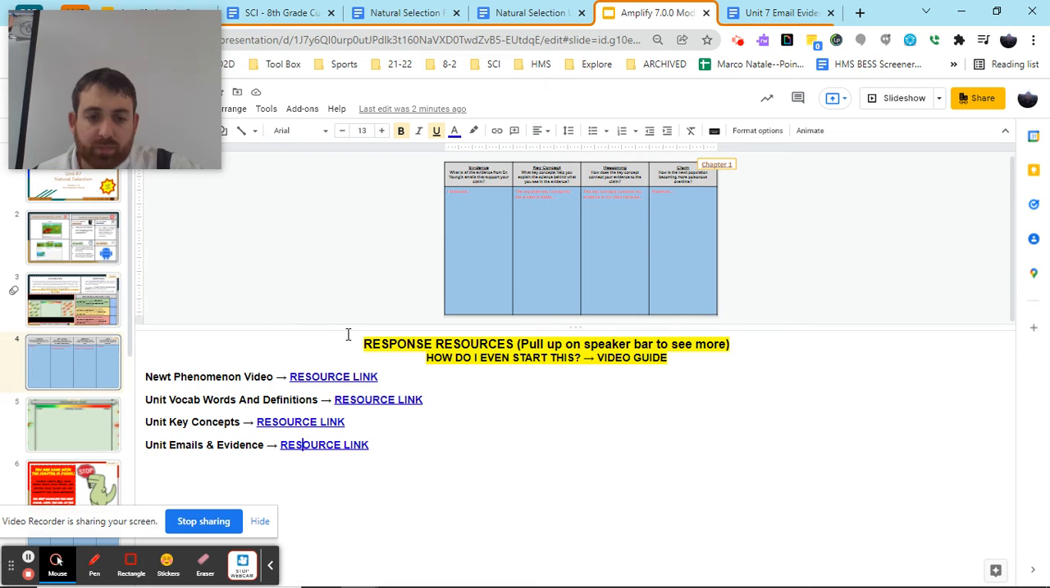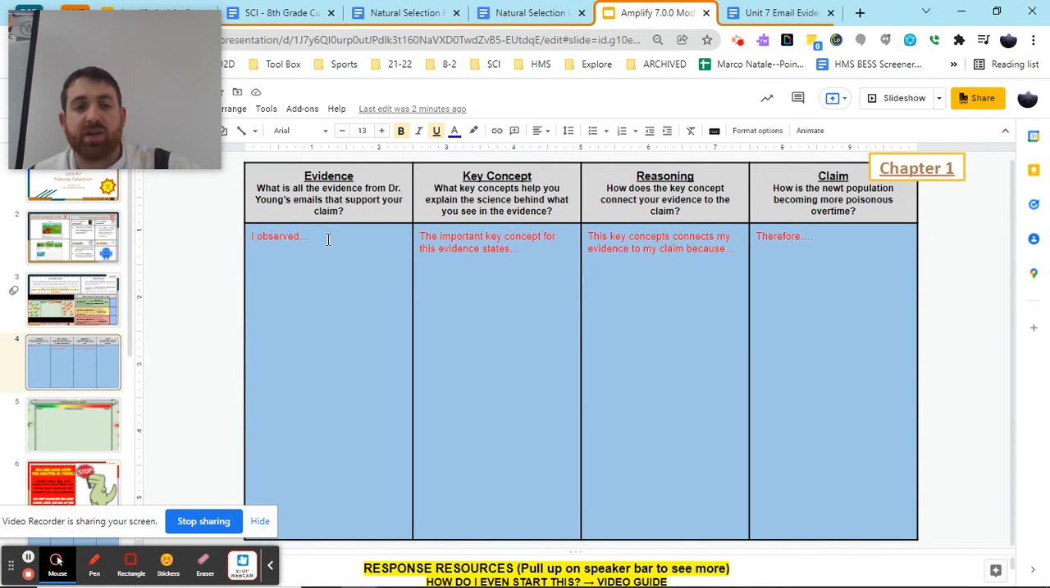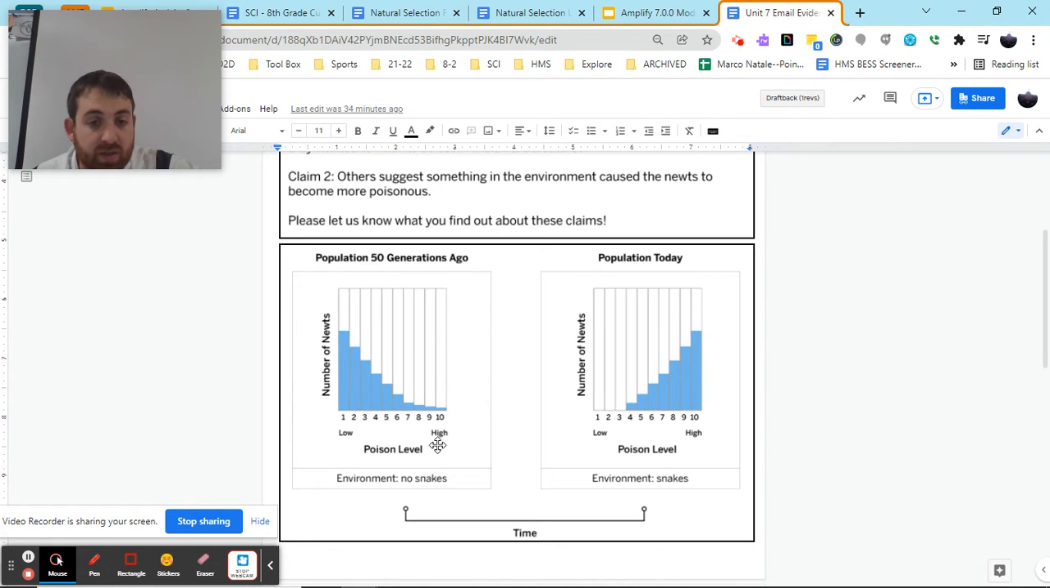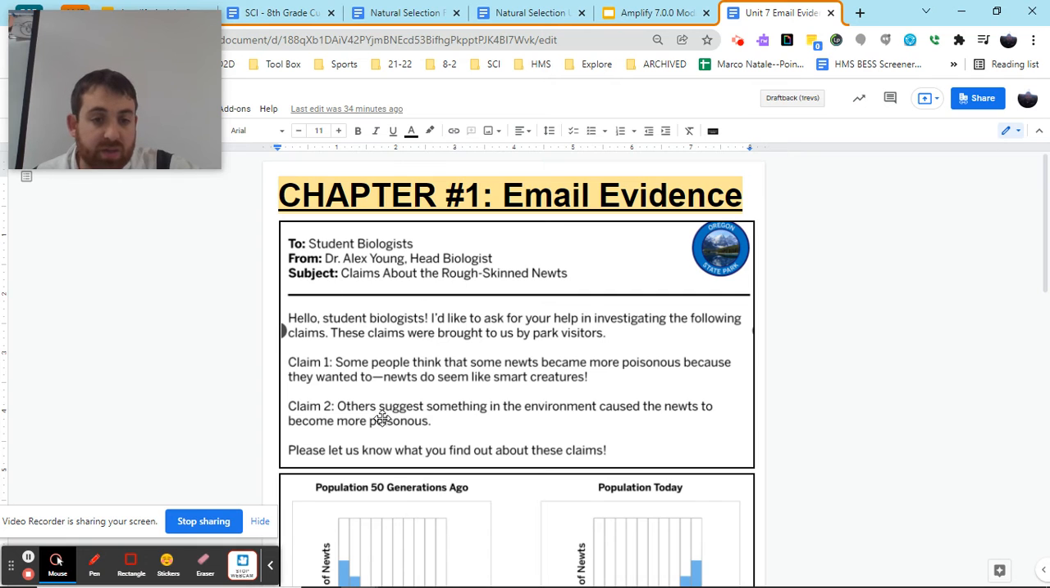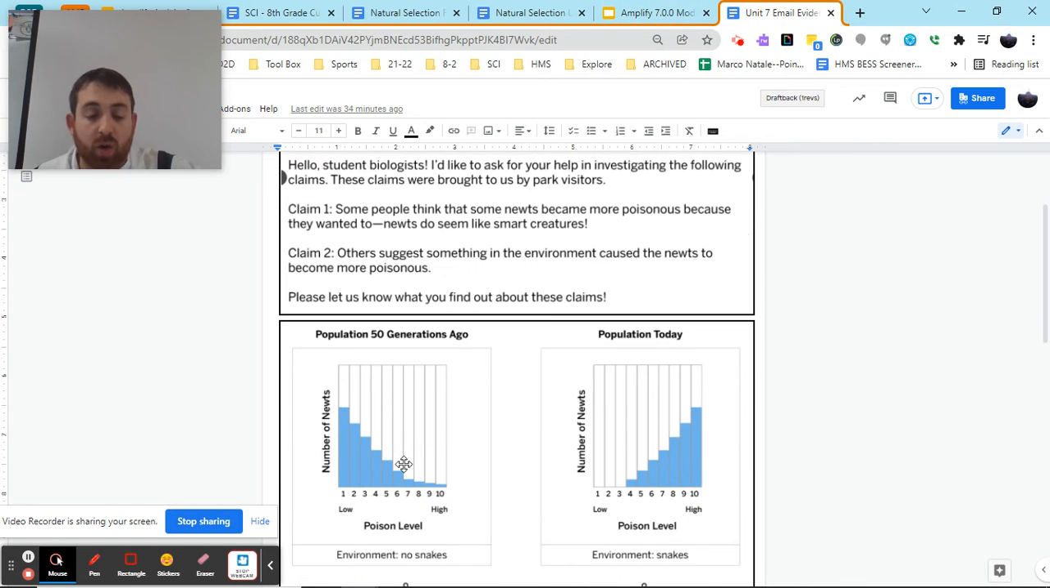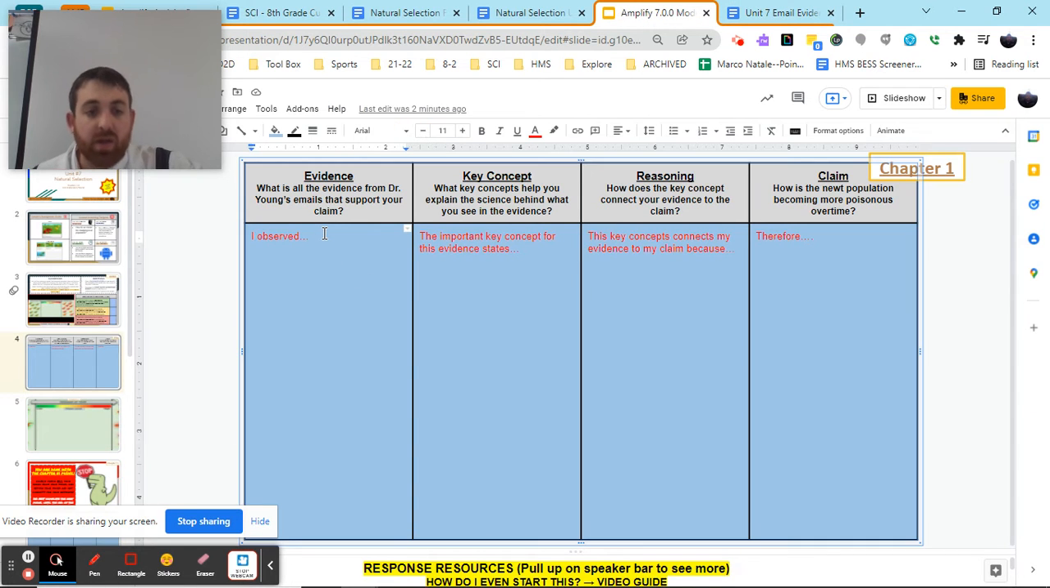So, to start, what is all the evidence from Dr. Young's email that supports your claim? Well, first, take a look at the email and start pulling out what are some things you see in the histogram? What are some things you see in all the notes and details surrounding the histogram? What are some things that you see in the email? And we need to pull those out as direct evidence. So we should be going word for word or observation based on what we see exactly in here and recording that in here. I observed this in the histogram. And you can add another one if you have more evidence. I observed this in the email, and so on.